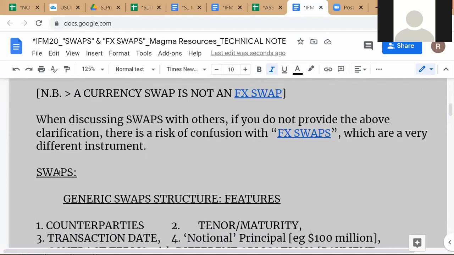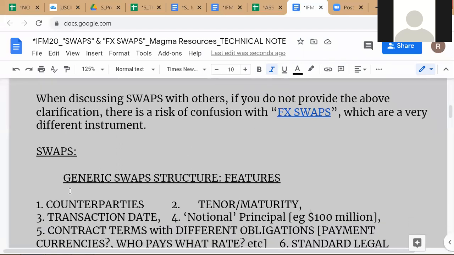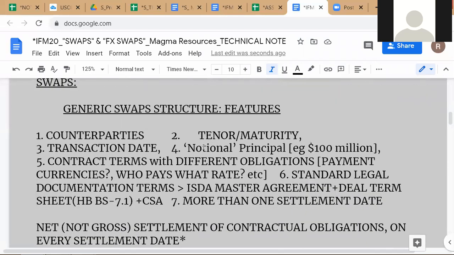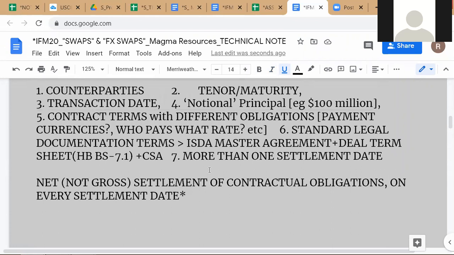What we tried to cover yesterday, I've touched up these notes a little bit. Our second module is swaps, and under that we are starting with a sub-module called generic swap structure, which is what we discussed yesterday, where you have counterparties, the tenor and maturity, etc. I've referred to the standard legal documentation terms. If you look at Business Snapshot 7.1 in your Hull book, you will find an example of this documentation.